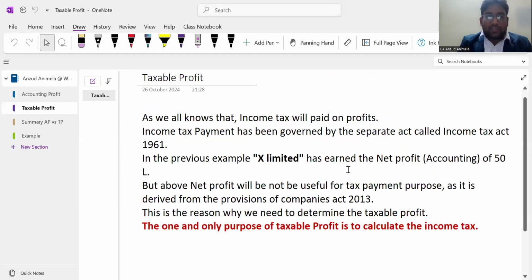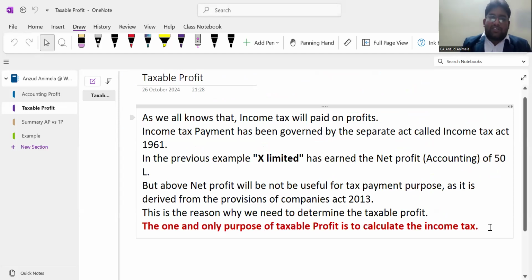Now let's discuss the taxable profit. Let me share the screen for the same. Taxable profit. I believe everyone is able to look at the screen.